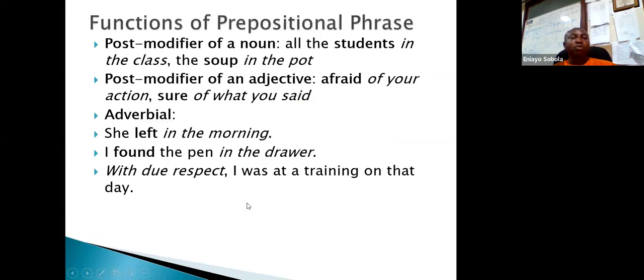And the last thing is to look at the functions of prepositional phrase.